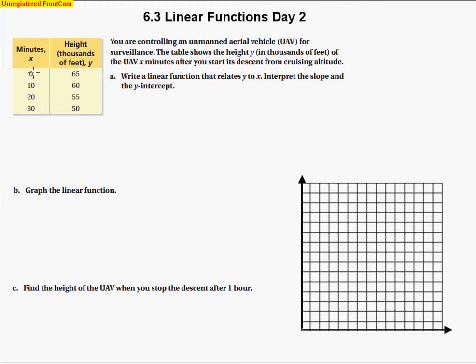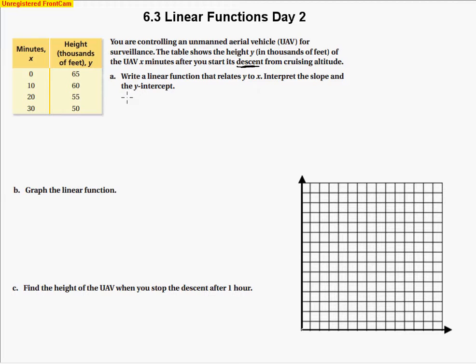At x equals 0 minutes, it was at 65,000 feet. At 10 minutes, it's at 60,000 feet. So it's going down, and that's the word here: descent. Descent means you're going down from the cruising altitude of probably that 65,000. Write a linear function that relates y to x and interpret the slope and the y-intercept.